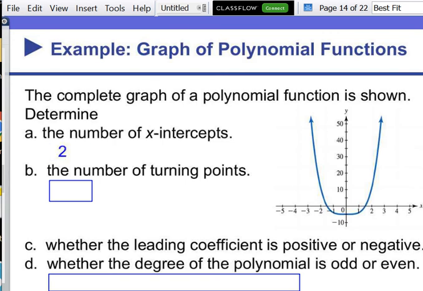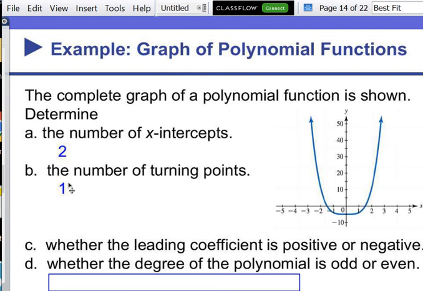Well, it crosses the axis twice. How many turning points? It goes down and then up. That is only one turning point. Is the leading coefficient going to be positive or negative? Well, both ends are opening up, so it's positive. Is the degree of the polynomial odd or even? Both ends are going in the same direction. That makes it even. So this is a positive, even function.